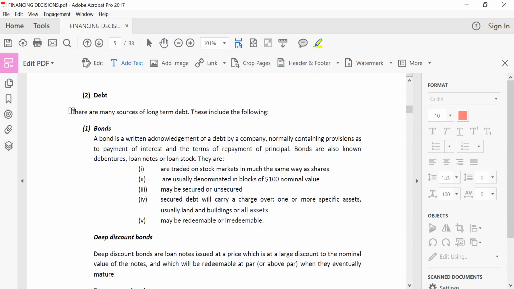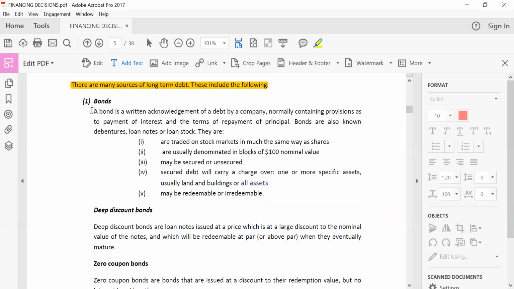There are many sources of long-term debt. These include the following: bonds. Very important, right? A bond is a written acknowledgement of a debt by a company, normally containing provisions as to payment of interest and the terms of repayment of the principal. As I explained, if you go for a 15-year bond, you'll be paying the interest from year 1 to year 15. And on the 15th year, that is when you pay the principal, right?